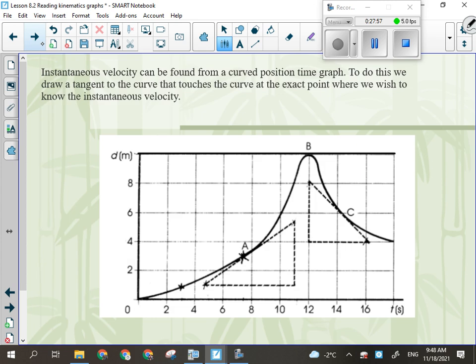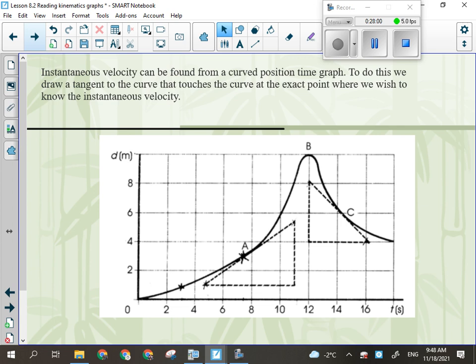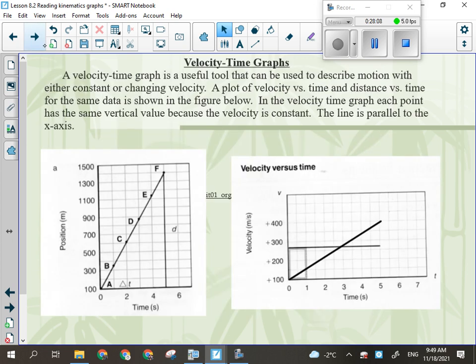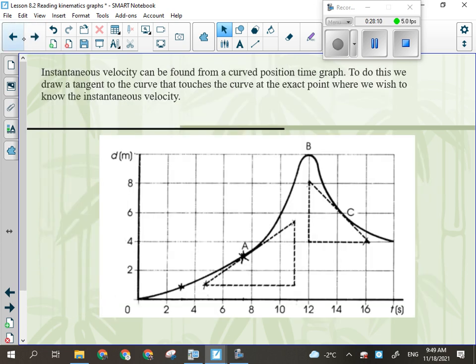All right, so on this graph here, what is this object doing? Accelerating. It's accelerating and it's decelerating. There's actually a lot of things going on in this graph.